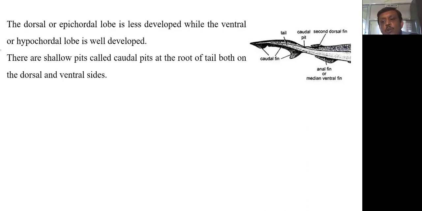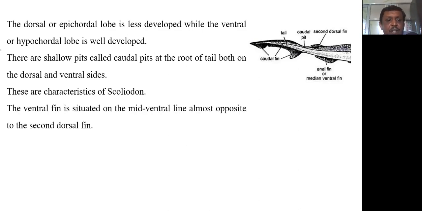There are shallow pits called caudal pits at the root of the tail, both on the dorsal and ventral side. The presence of caudal pits is a peculiar character of Scoliodon. These are characteristics of Scoliodon type of fish only. The ventral fin is situated on the mid-ventral line, almost opposite to the second dorsal fin.